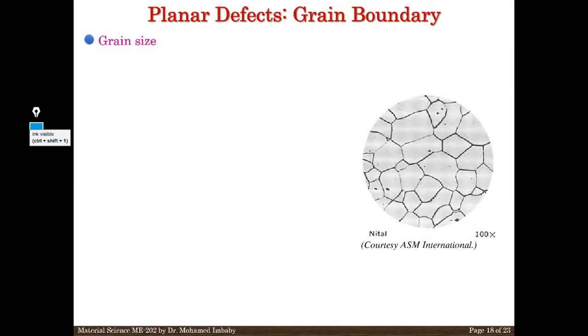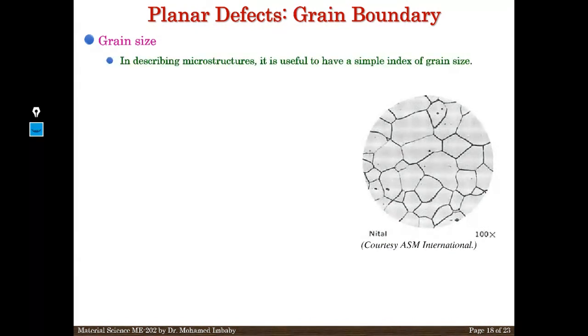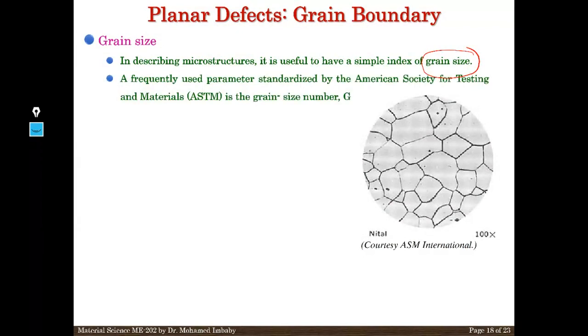Okay. Grain size. We have a standard called the standard grain size number. In describing a microstructure, it's useful to have a simple index of grain size. It's very important here: the student should not just go ahead and count the number of grains and say this has more grains than the other. No, you have to find an index. This index is called the grain size number, a frequently used parameter under the ASTM standard.